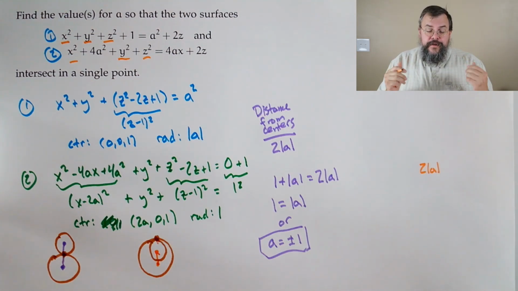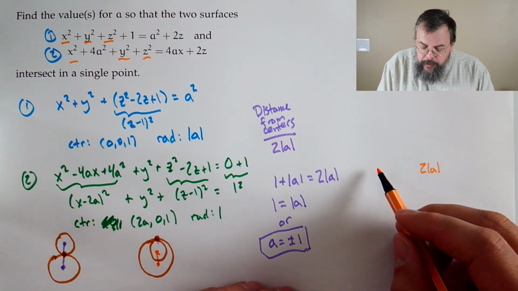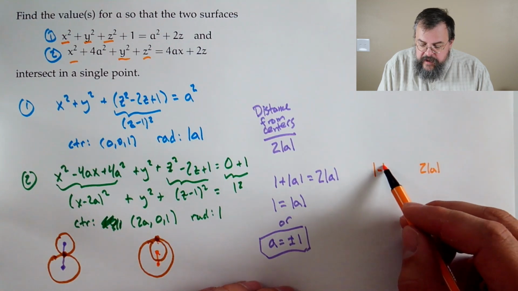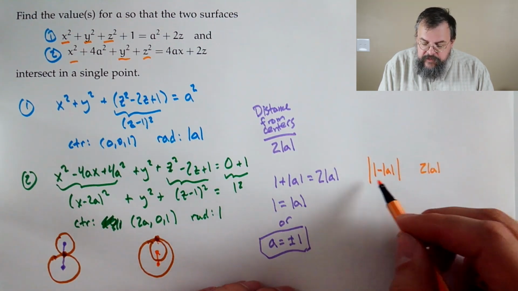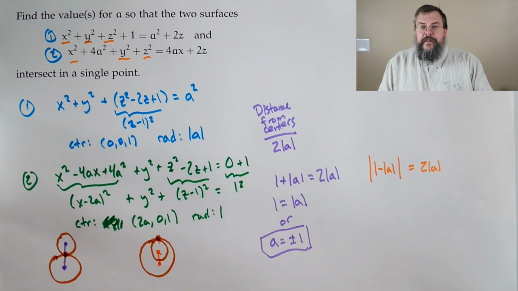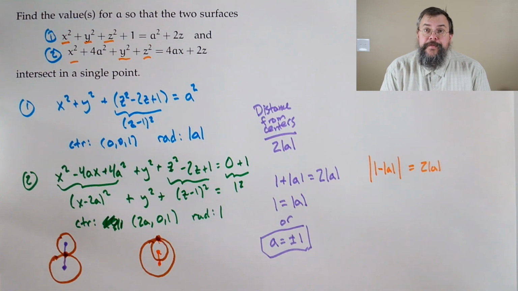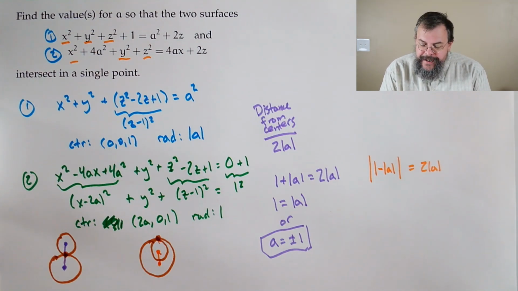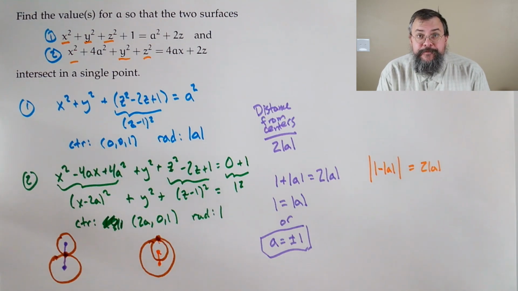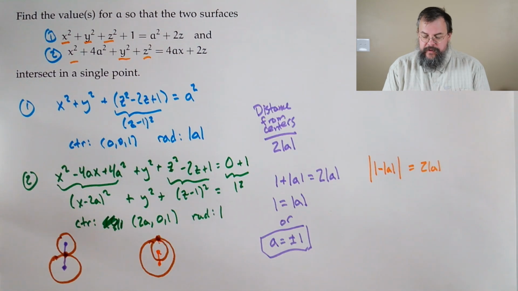Okay, so in other words, we need to do a subtraction. So we're going to look at 1, subtract the absolute value of A, and take the absolute value of that. That has to equal the same thing as 2 times the absolute value of A. Okay, all right. Now, there's a lot to parse here.